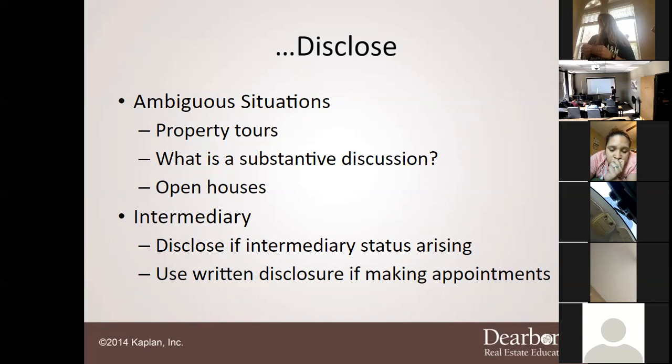Intermediary. If the broker has multiple agents under him, he needs to be aware, and he needs to have clear policies and procedures as to the intermediary status, and we do here. Because you could run into intermediary quite often if you have a bunch of agents under you.